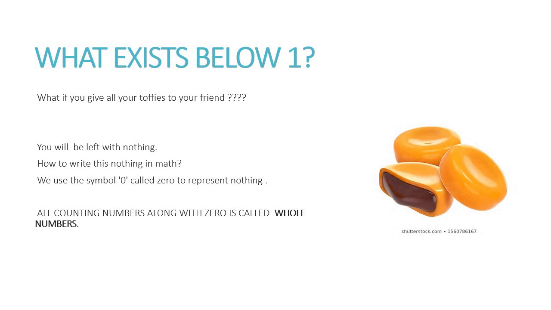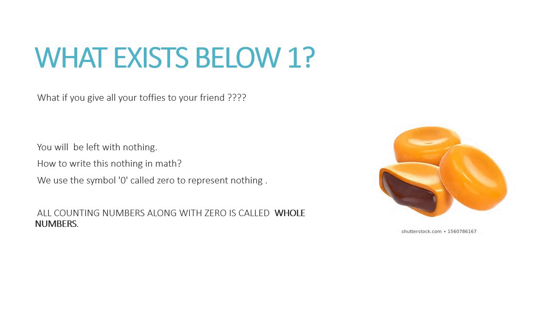So, how to represent that no or nothing mathematically? We use 0 to represent nothing. All counting numbers along with 0 is called whole numbers. So, we can say that 0 and all the natural numbers, collectively they are known as whole numbers.